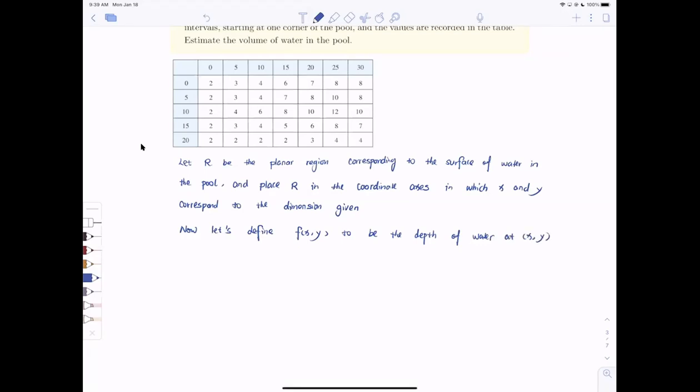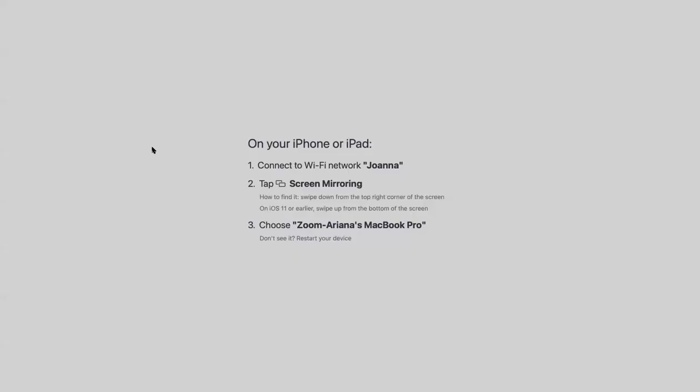Okay, then our volume, the volume of water is the volume of the solid.